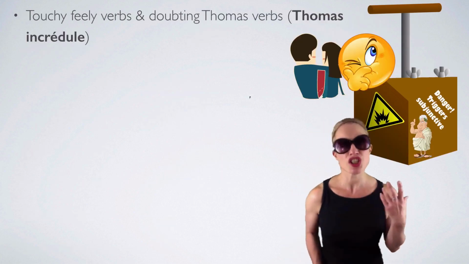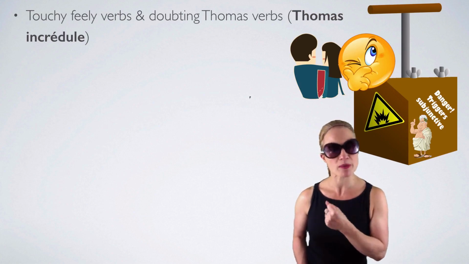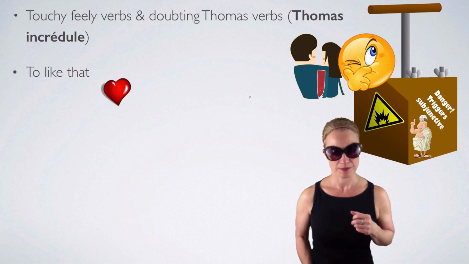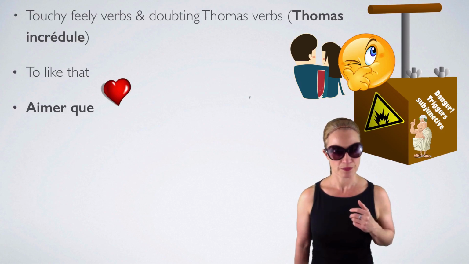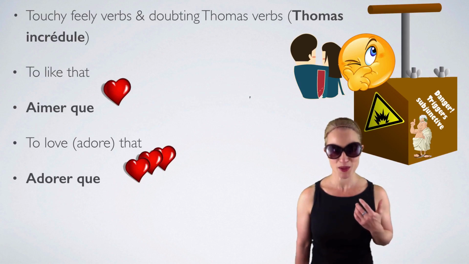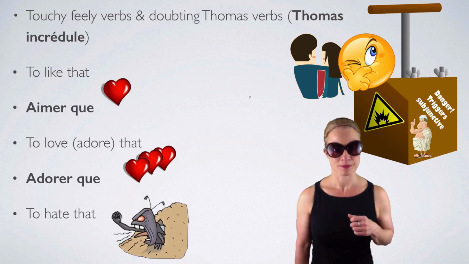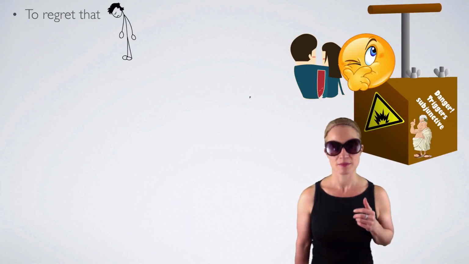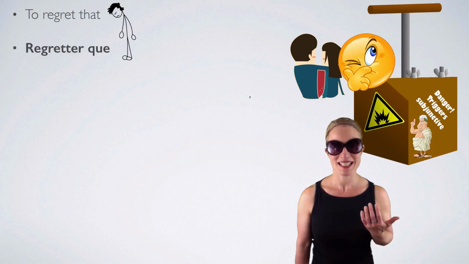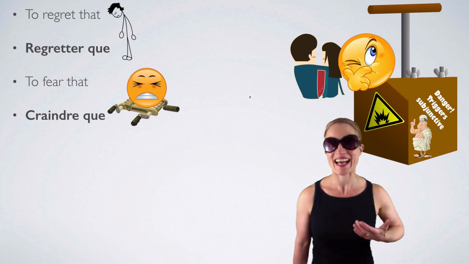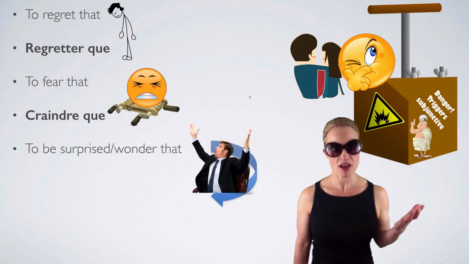Then we have our touchy-feely verbs, the emotional verbs, and our doubting Thomas verbs. To like that. Aimer que. To love that. They would say to adore that. Adorer que. To hate that. Détester que. To regret that. Regretter que. To fear that. It's the cranky fear. It's on a crank. Craindre que.